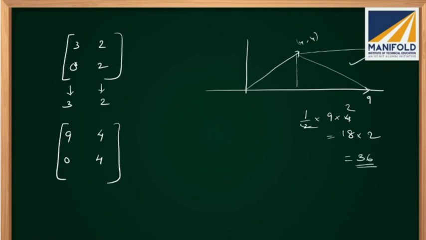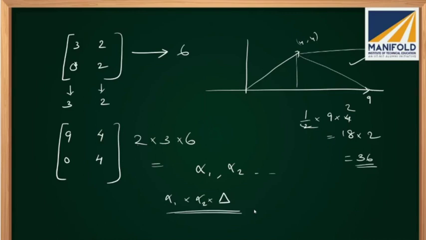Now, what is the determinant? Determinant is nothing but 36 minus 0. So the initial matrix determinant was 6. 6 is scaled by 3 and then scaled by 2. So that is 2 into 3 into 6. Or if you use alpha 1, alpha 2, etc. to scale different columns, then the new determinant will be alpha 1 into alpha 2 into delta.